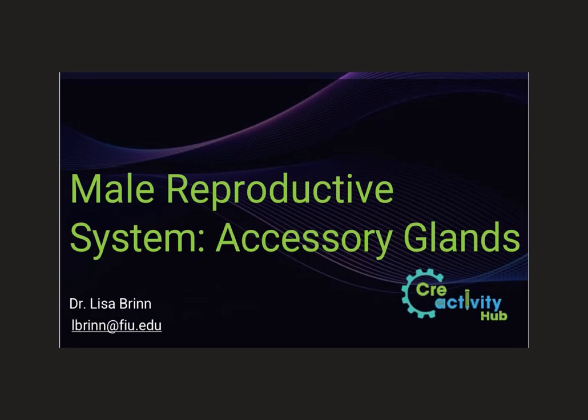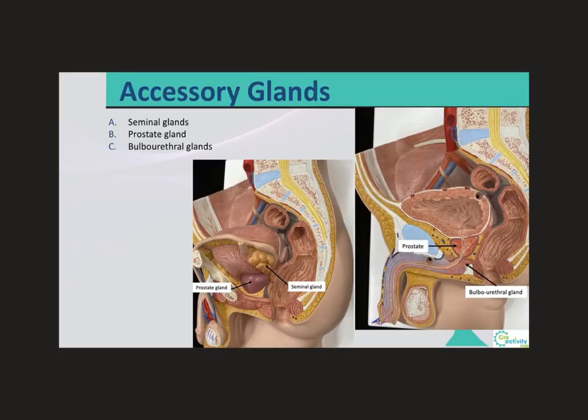Hi everyone. In this PowerPoint presentation, still in the male reproductive system, we're going to be focusing on the accessory glands. Remember that the spermatozoa is immobile until it reaches the prostate and mixes with the contents of the accessory glands, but there are some fluids from the seminiferous tubules and the epididymis that help to propel the spermatozoa all the way to the prostate.